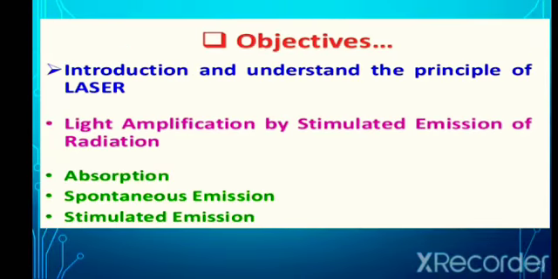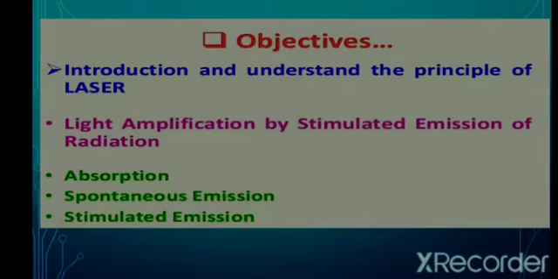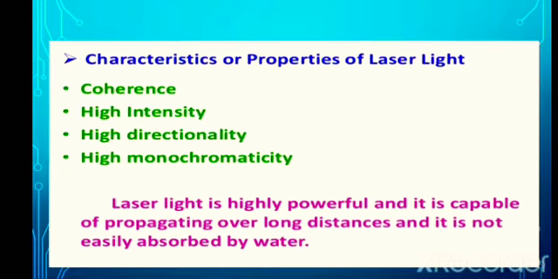What is laser? Light amplification by stimulated emission of radiation is known as laser. Characteristics of laser light: coherence, high intensity, high directionality, high monochromaticity. Laser light is highly powerful and capable of propagating over long distances, and it is not easily absorbed by water.